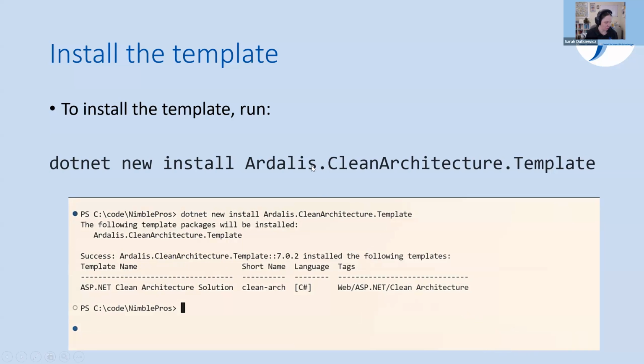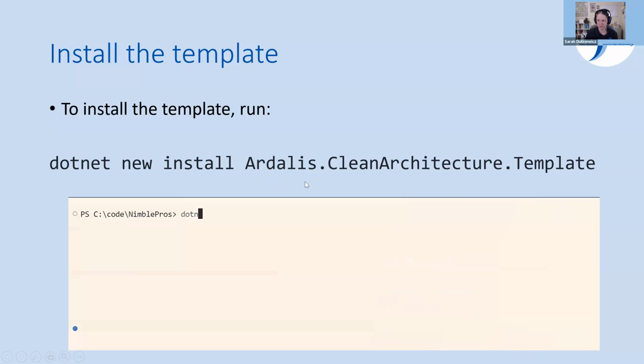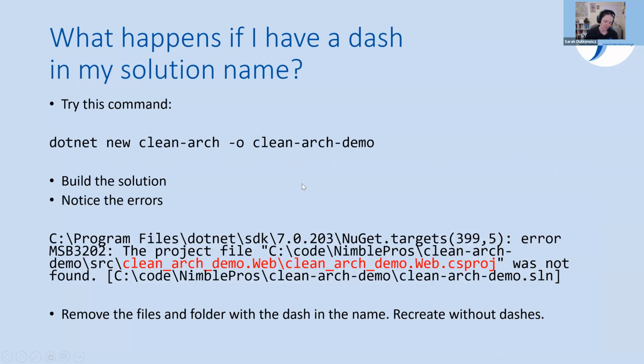Okay. So then once you have the template installed, the next thing you'll do is you'll create the solution. Now, remember what I said about no dashes? Other than the clean arch, that short name is allowed to have a dash, but your solution name is not. Try this and see what you see. If you do .NET new clean-arch -o clean-arch-demo and press enter, it will create the solution.